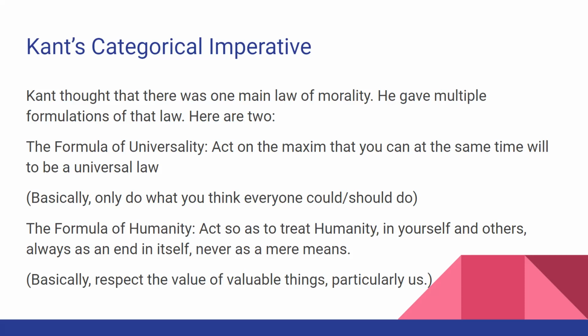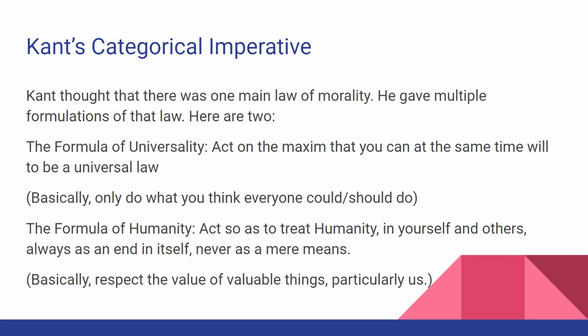The more intuitive principle that Kant gives is called the formula of humanity, which says, act so as to treat humanity, in yourself and others, always as an end in itself and never as a mere means. Basically, Kant is saying that you should respect the value of valuable things, particularly humans or creatures that have rational autonomy. Whenever you see that a creature has rational autonomy, the ability to set ends and pursue their own ends, and a will, able to act by choosing what to do and then pursuing it, you should treat them as valuable, as creatures that can set their own ends and pursue them, and not as a mere means. That means you shouldn't treat them in such a way as to subjugate their ends and goals completely to your own.